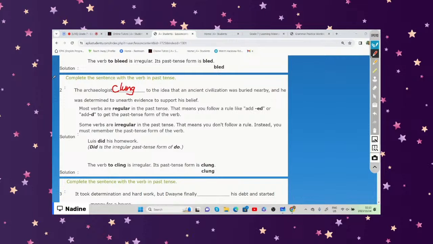So clung is the past tense. To cling is in the present tense, and clung is in the past tense.